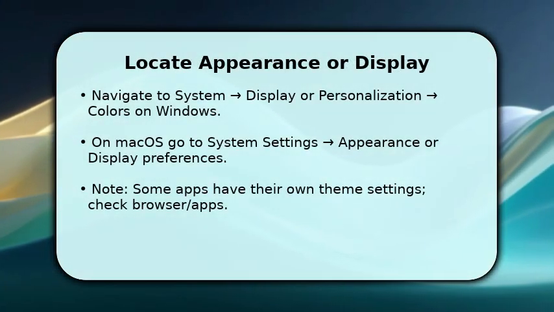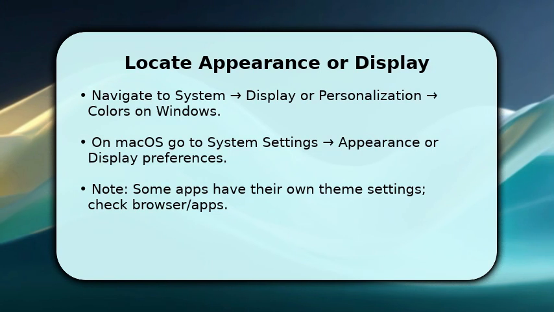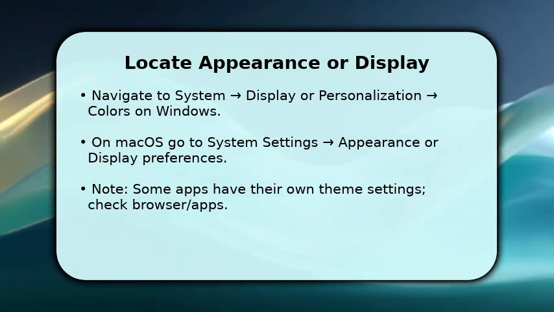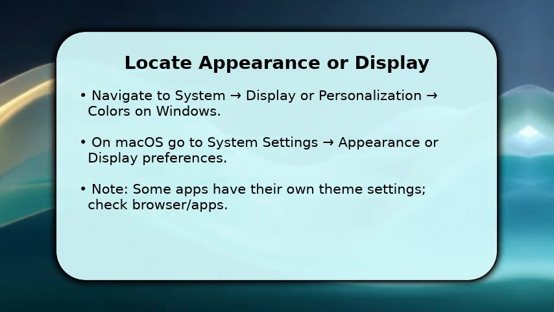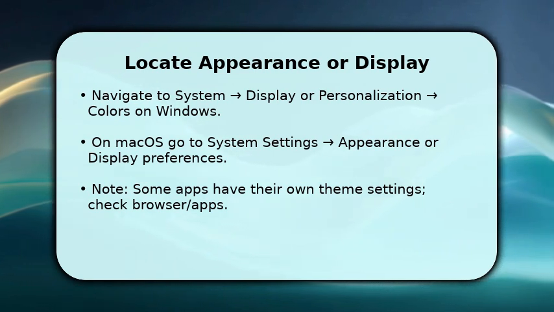Once in Settings, find Appearance or Display. This is where theme controls live. On Windows, go System then Display or Personalization and Colors. On macOS, open Appearance in System Settings.